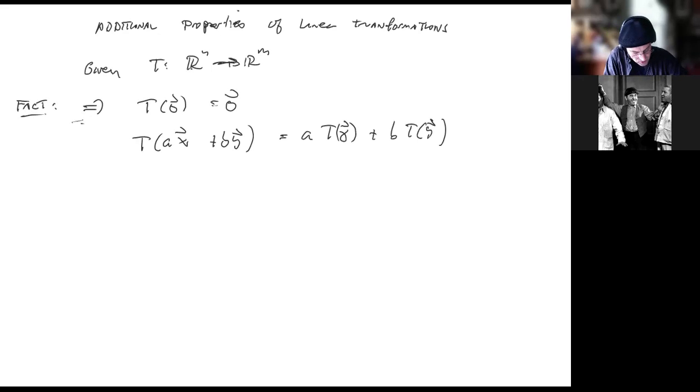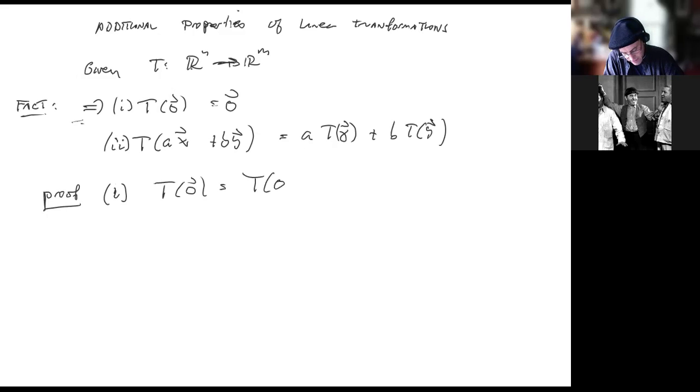Okay, so let's see why this is true. Let's call these 1 and 2, and let's give a proof. The proof of 1 is T of 0. Now the 0 vector is also the 0 scalar times the 0 vector, and we can move scalars through T. So that's 0 times T of 0. And if I multiply any vector by 0 as a scalar, I get the 0 vector. So that handles the first claim.